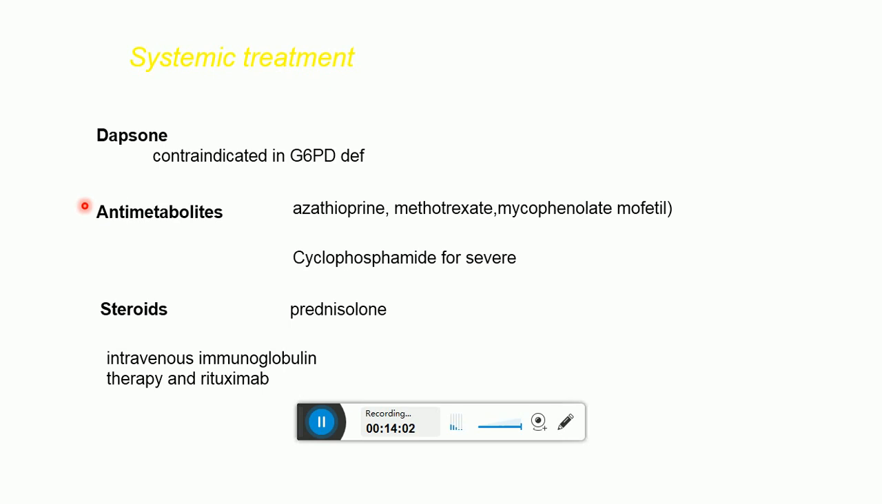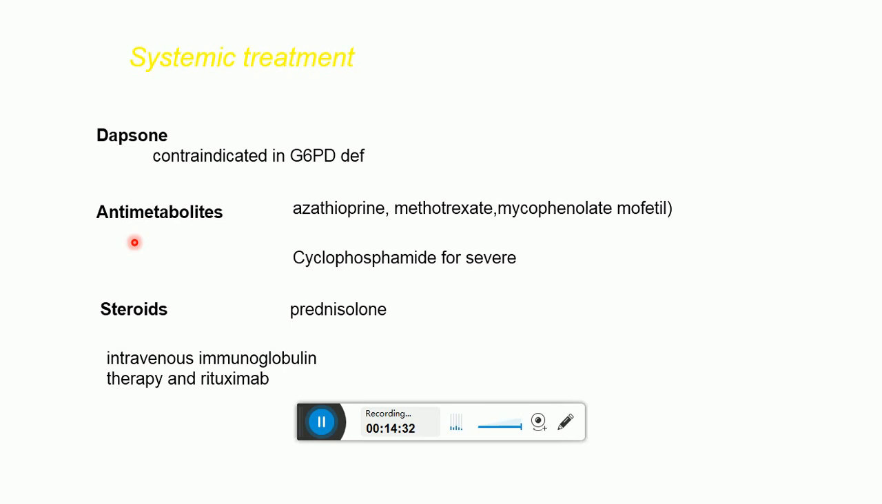Now the systemic treatment. It is the main step in management. Any detectable inflammatory activity should be suppressed. Dapsone is a diamino diphenyl sulfone. It is the first line treatment in patients with mild to moderate disease. 70% of patients respond favorably. It is contraindicated in G6PD deficiency, and sulfasalazine is better tolerated.